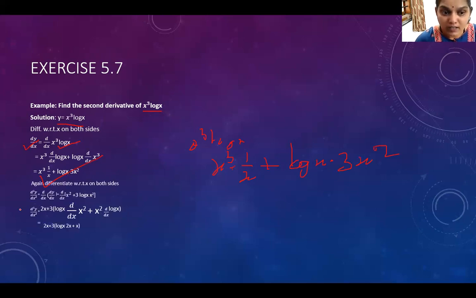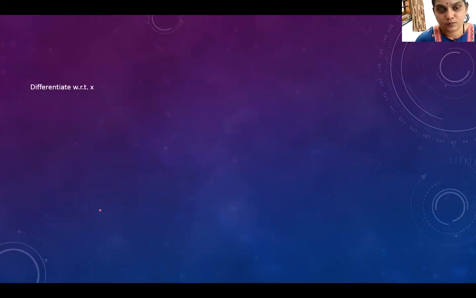Now, I want the second order derivative, which means I have to again operate d by dx on both sides. This x square, when you differentiate it, becomes 2x. Then log x into 3x square is there. Log x is kept as it is, 3 is kept as it is, x square derivative will be 2x, plus x square as it is, derivative of log x will be 1 by x. We'll simplify and get the answer.